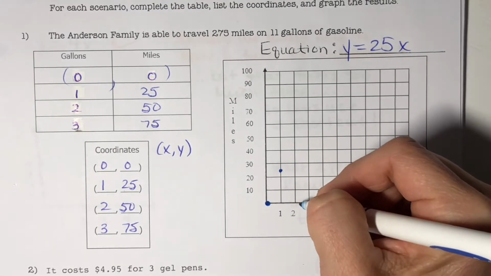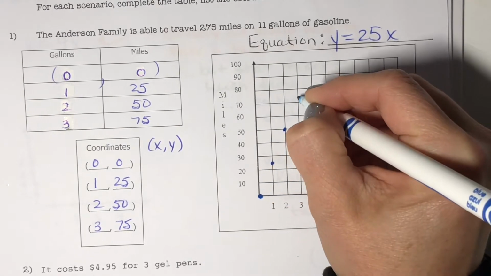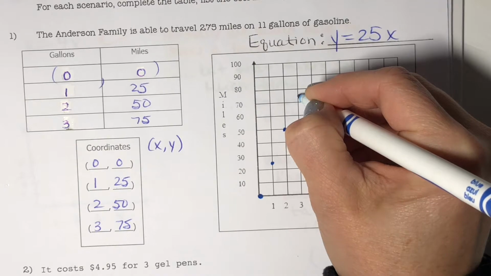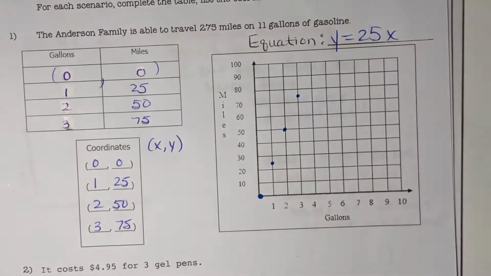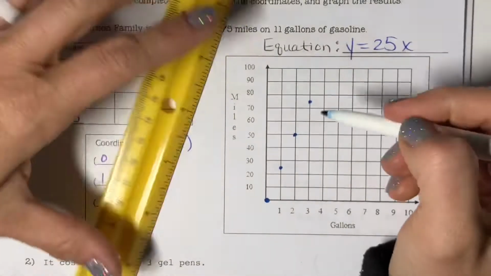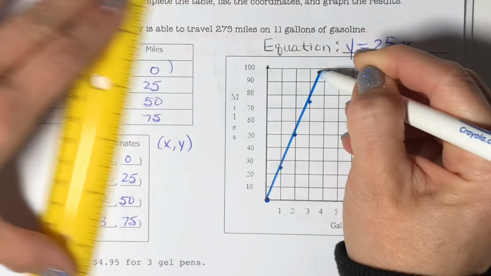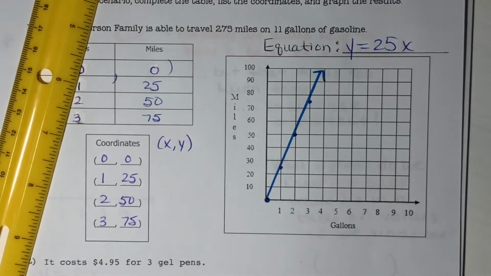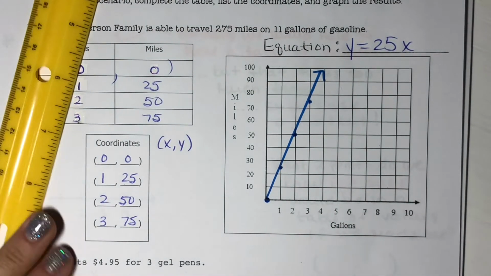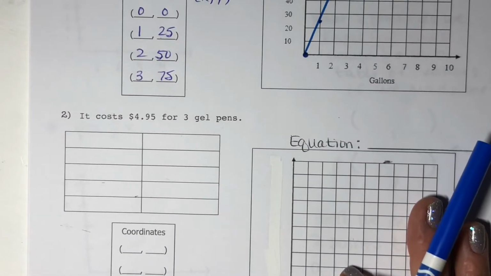2 gallons is going to get me 50. And 3 is going to get me 75, which gets me right here, right in the middle. And then I'm going to take my ruler and I'm going to connect that. And I'm going to see my straight line through the origin, which is what I expected to get. And that is how you graph a proportional relationship. It's about as easy as you expected it to be, right? So let's take a look at our next example.